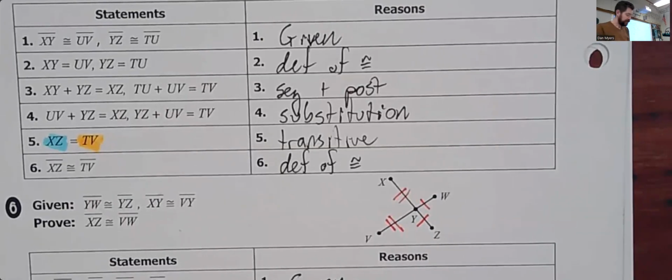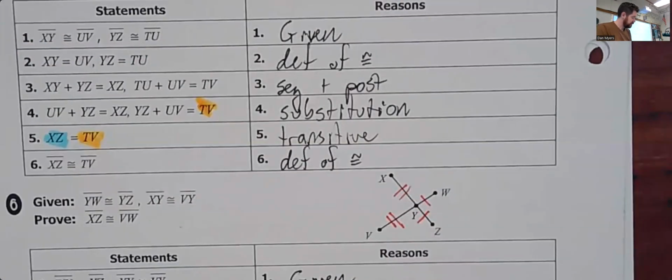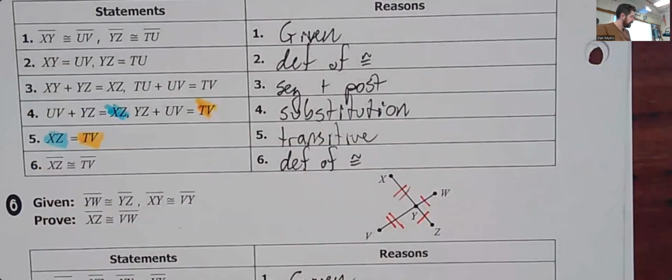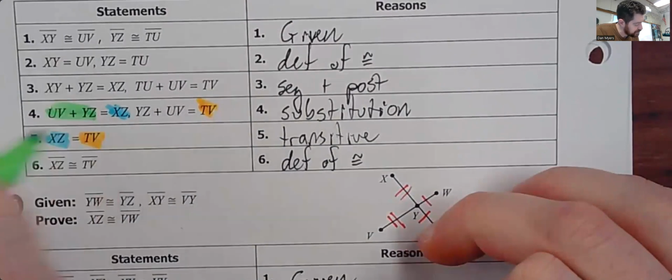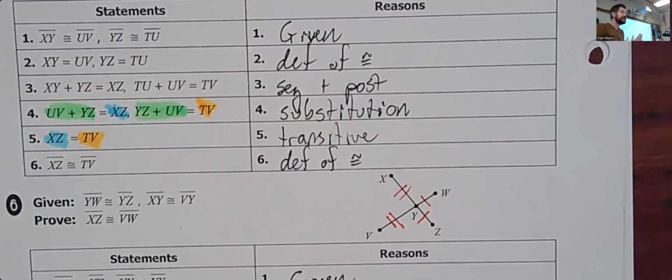So here we go. TV is here. There's our third thing. XZ is here. That's our first thing. And then the sum of segments UV and YZ, those are our second things. So that is, once again, the transitive property. And then if you go from 5 to 6 equals to congruence, that is our definition of congruent.